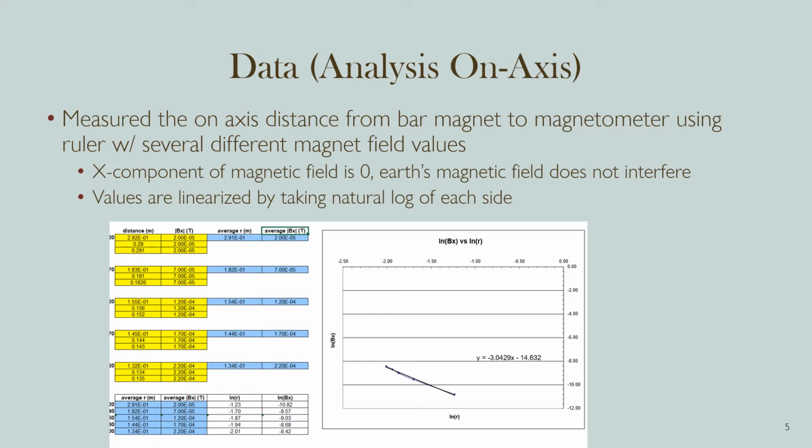With the on-axis analysis, we measured the on-axis distance from the bar magnet to the magnetometer using a ruler, with several different magnetic field values. The x component of the magnetic field is 0, and Earth's magnetic field does not interfere. Values were then linearized by taking the natural log of each side.